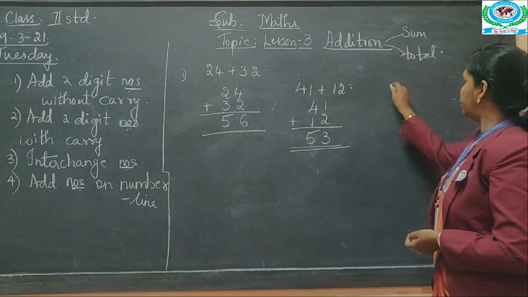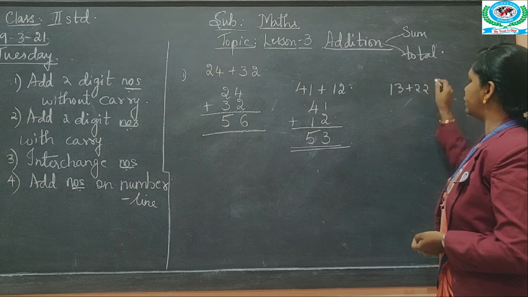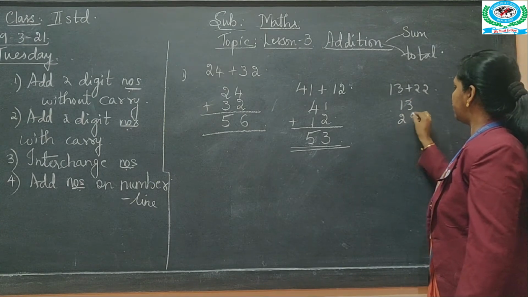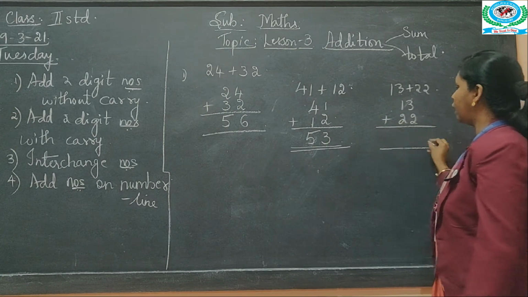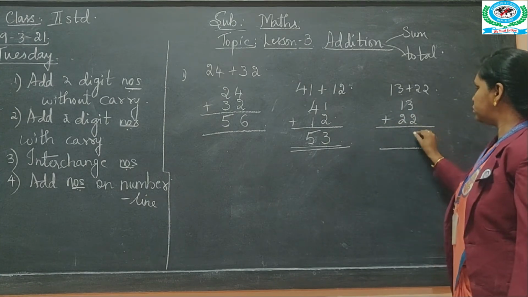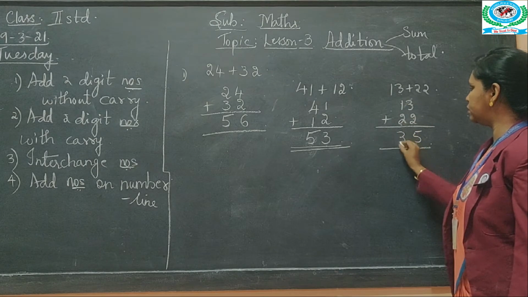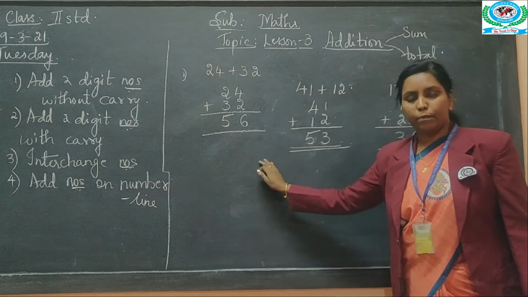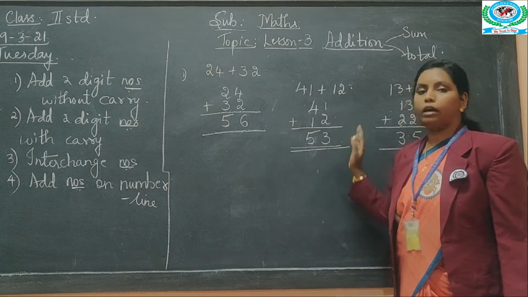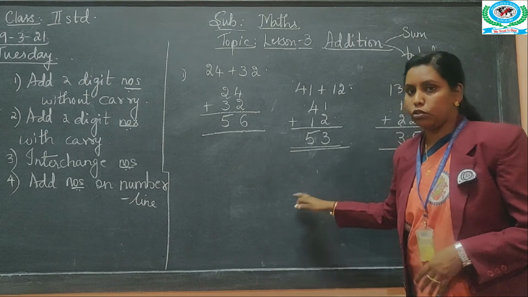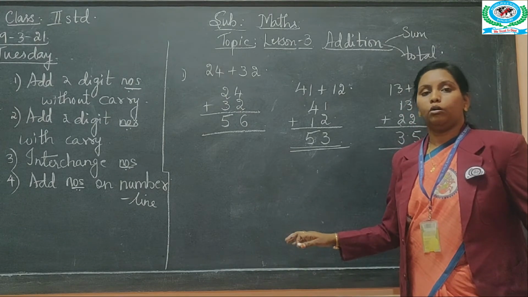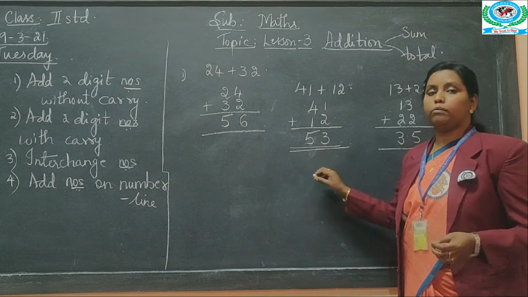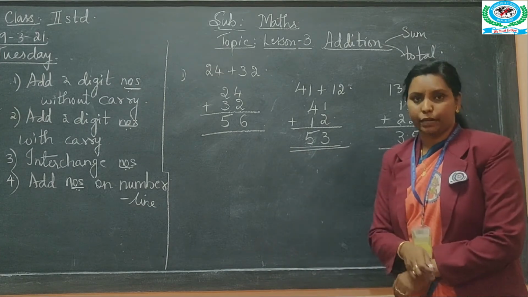Let me give you one more example, that is 13 plus 22. First step is to place the numbers in the place value chart, then you are going to add it. So 3 plus 2 is 5, 1 plus 2 is 3. These were the examples for 2-digit numbers addition without carrying. In these 3 examples also we have not carried any number. For any numbers you can do it, as long as the sum is within 99.